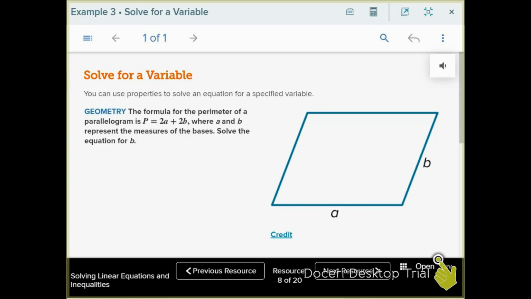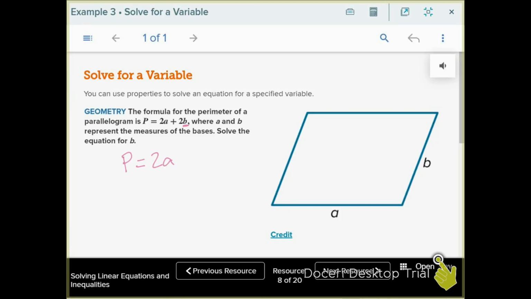The formula for the perimeter of a parallelogram is 2 times a plus 2 times b, where a and b represent the measure of the bases. So here's our base, here's our base. Solve the equation for b. What it means to solve for b is they want us to focus on b and get b alone. Sure, there are other variables. We're not going to get a number answer. We'll actually get an equation as an answer, but we are going to solve for b.